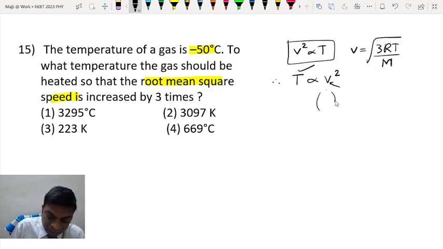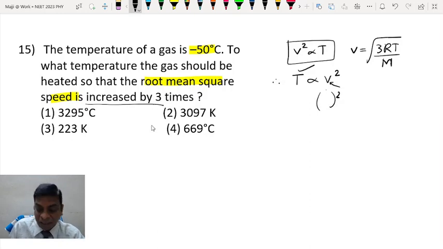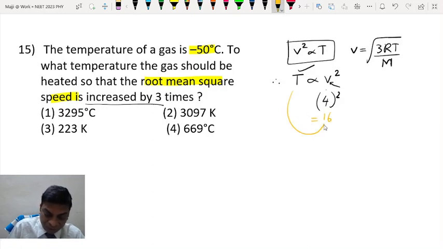Now let us calculate the factor of change of velocity. Velocity is increased by 3 times. Means the new value is original value plus 3 times, that is 4 times. So the factor of change for velocity is how much? 4. So 4 square is 16. So the factor of change for T is 16. That is, the new temperature is 16 times the initial temperature.